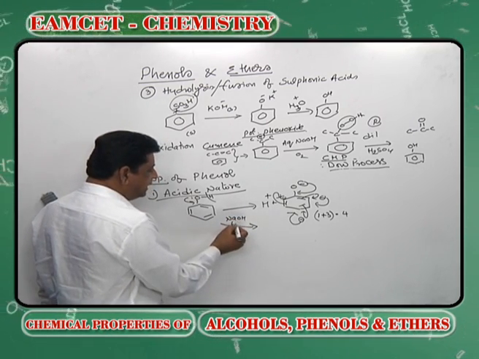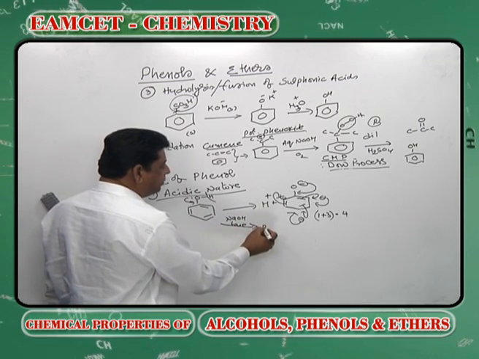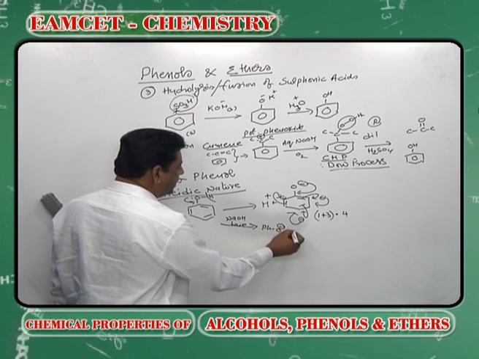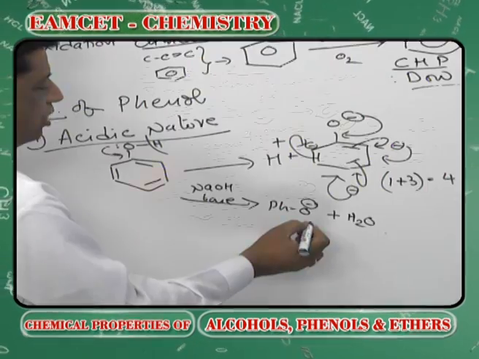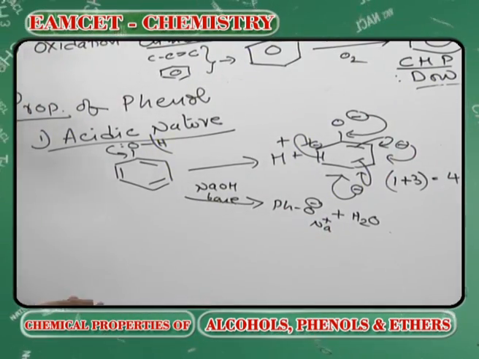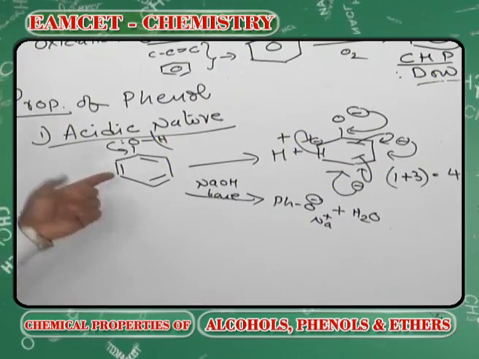It is a base, isn't it? So, with the base it is reacting and becoming into what? A phenoxide anion and the H₂O. That is, the sodium salt of the phenoxide is formed. Therefore, we confirm that the phenol is acidic.